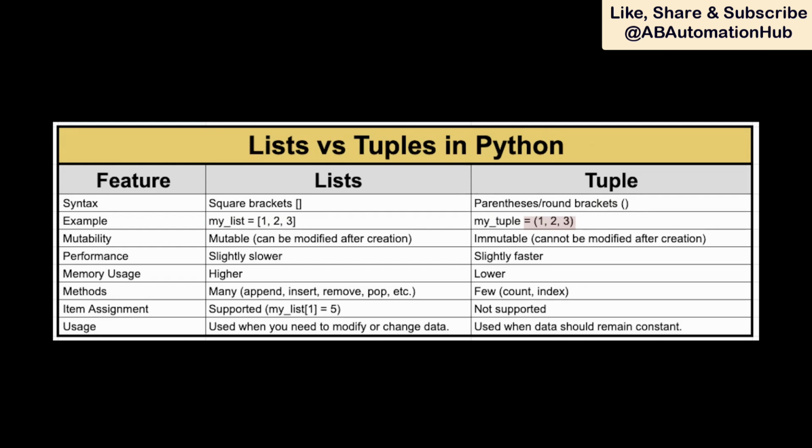That means once this is created, you cannot modify them. Moving on to the next feature, which is performance and memory usage. Tuples are slightly faster and take up less memory as compared to the list. This is because they are simple and they do not allow the changes after the creation.